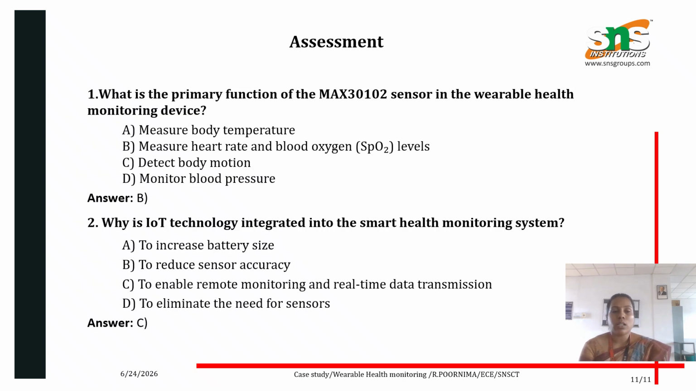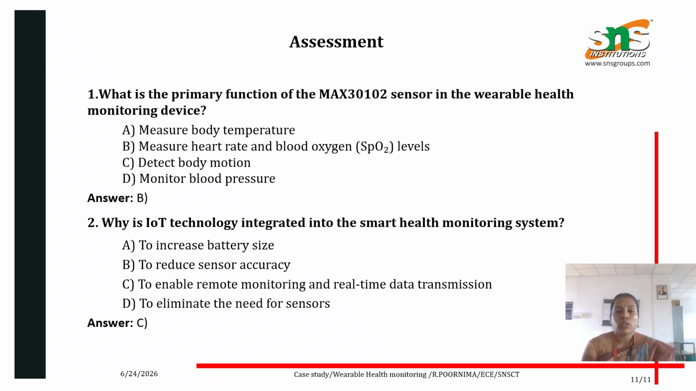Assessment questions: What is the primary function of the MAX30102 sensor in a wearable health monitoring device? Measure body temperature, measure heart rate and blood oxygen levels, detect body motion, or monitor blood pressure. We know that the primary function of the MAX30102 is to measure the heart rate and blood oxygen levels. So the answer is option B.